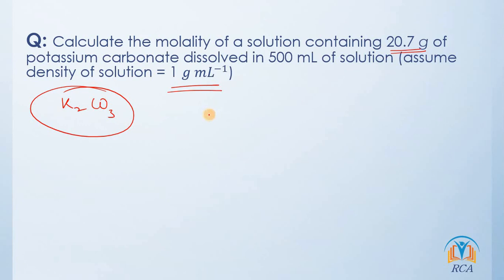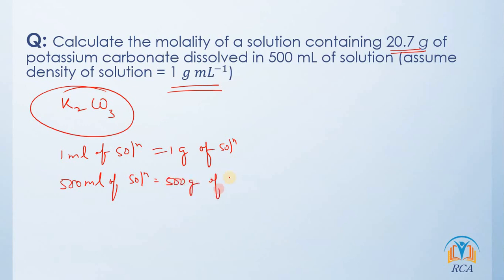What is meant by 1 gram per ml? That means 1 ml of solution has a mass of what? 1 gram. This is the conversion as per the density. Then if we are given 500 ml of solution, what will be the mass of 500 ml of solution? It will have a mass of 500 grams, right? So 500 ml of solution will have a mass of 500 grams.